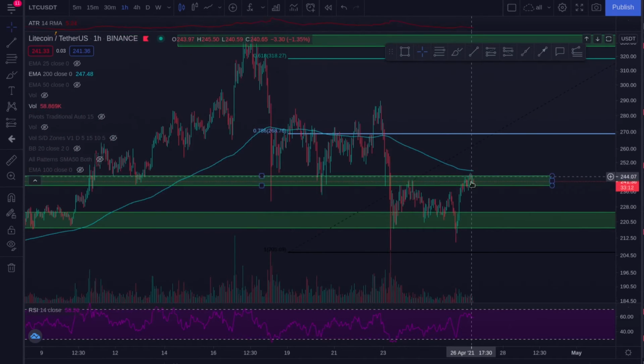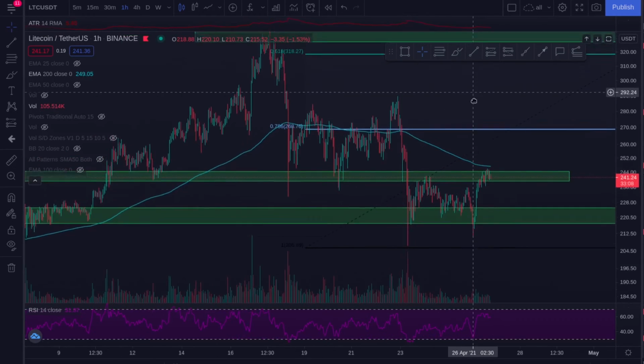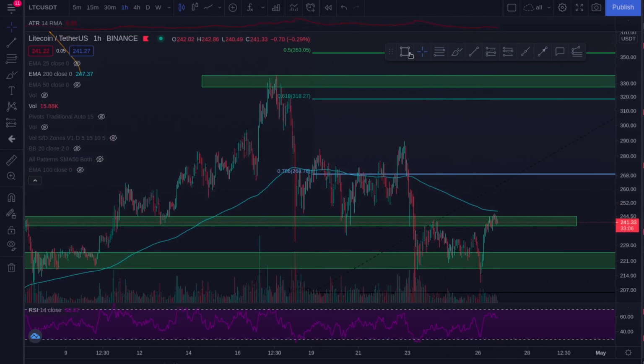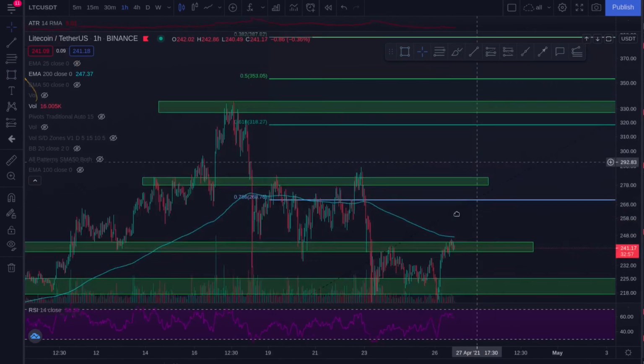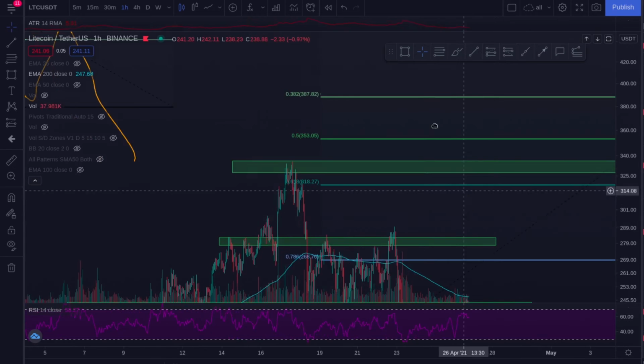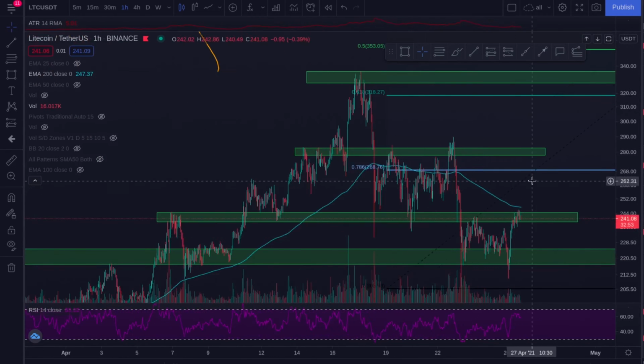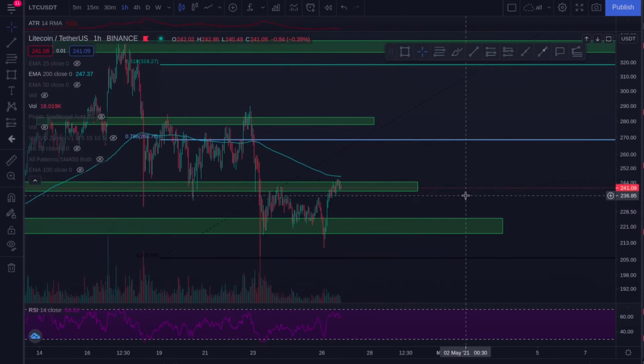So let's see if we get a break and then retest it, then the next major area of interest would be somewhere around here, around 280, and then obviously these highs. So yeah, that's for Litecoin.